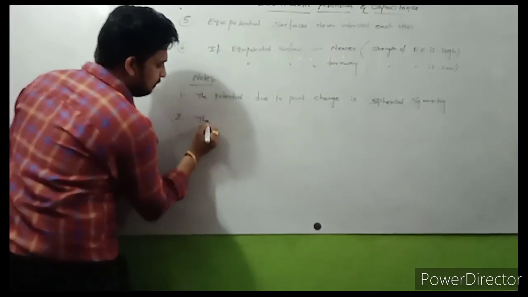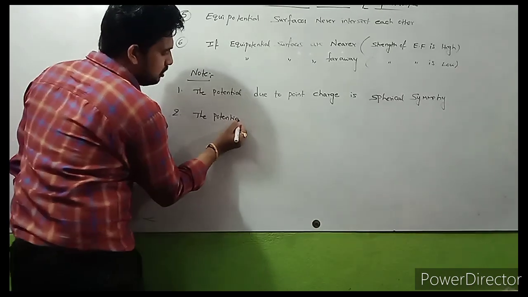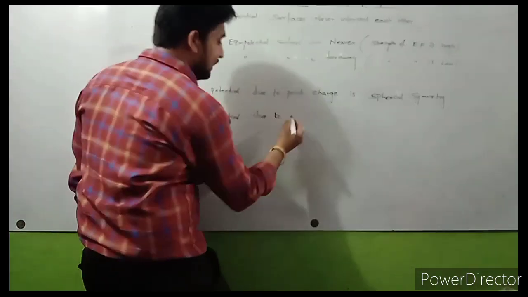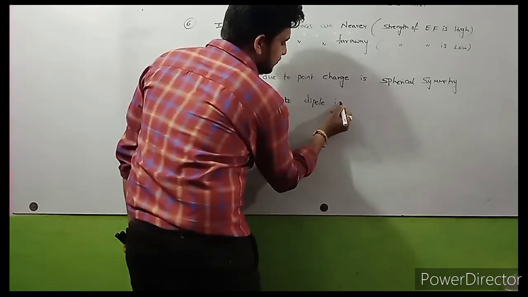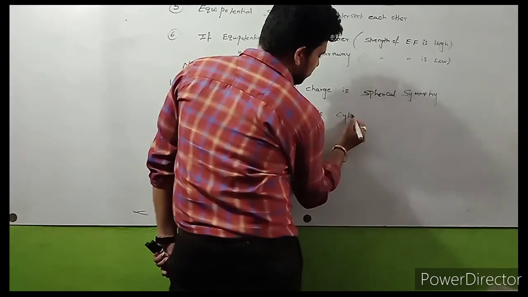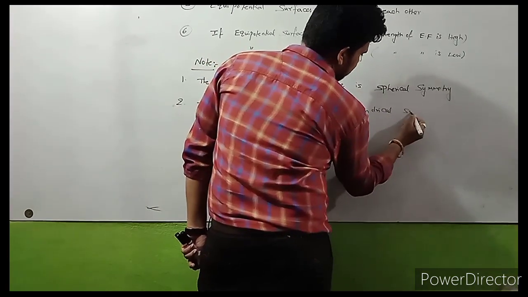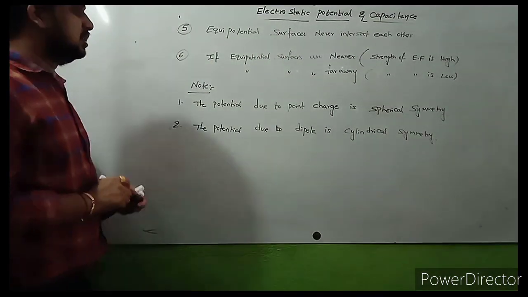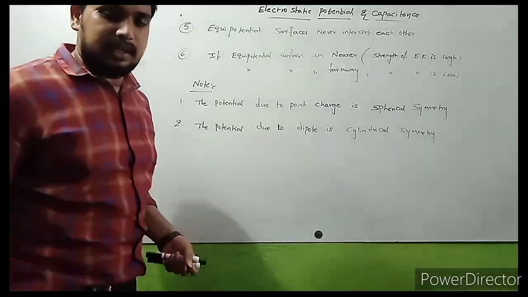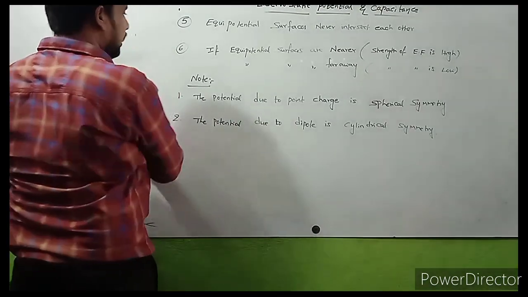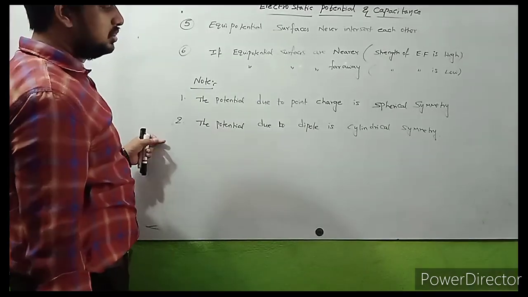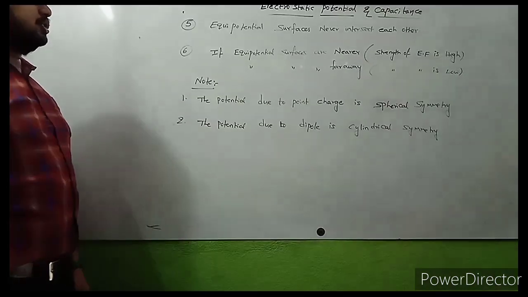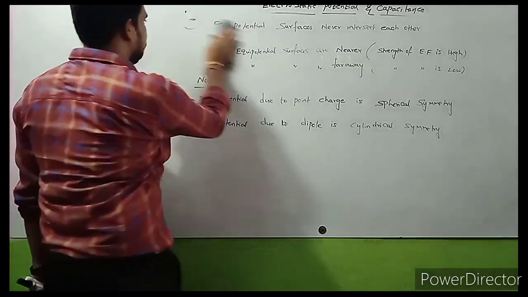And second thing, the potential due to point charge is spherical symmetry. Potential due to dipole is cylindrical symmetry. Next. So I hope all of you understood this. Please note down this. This is very important. Potential due to dipole is a cylindrical symmetry. Potential due to point charge is spherical symmetry.